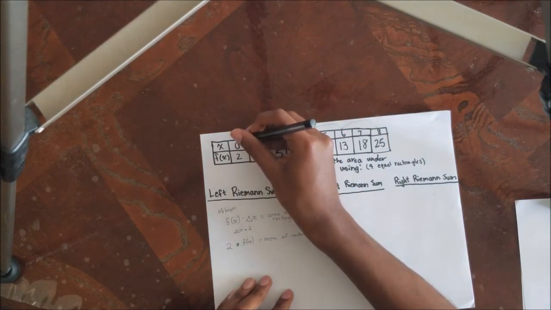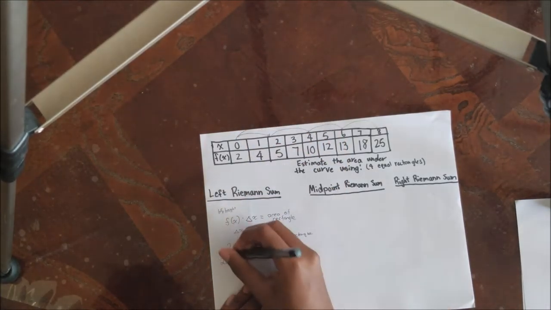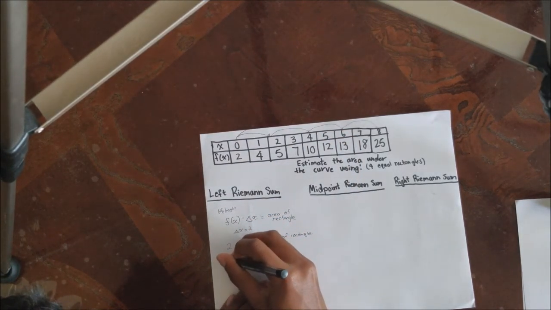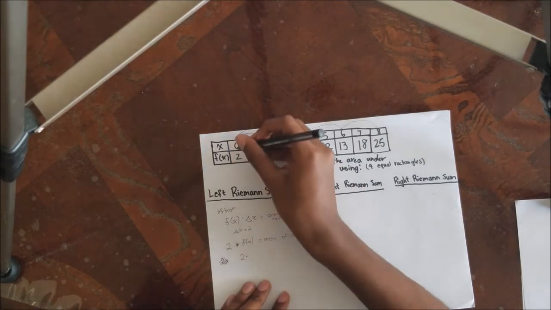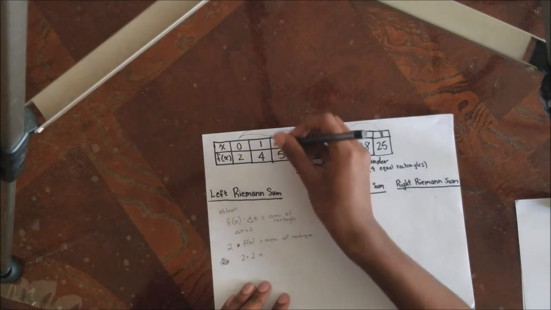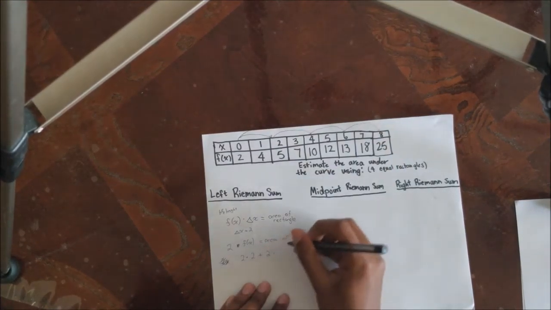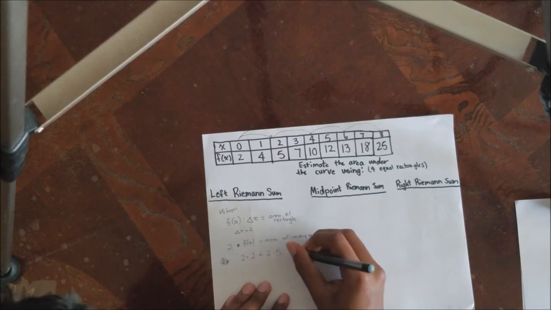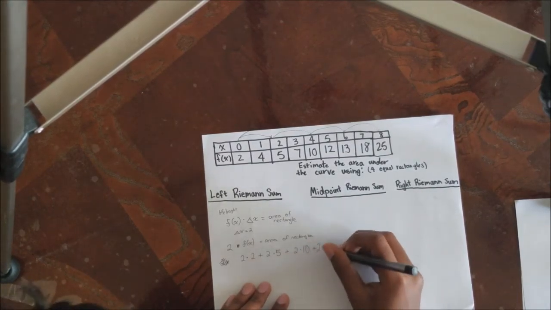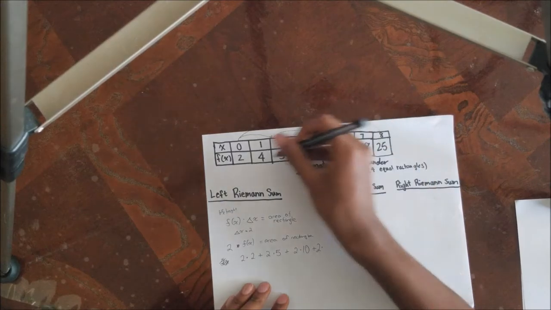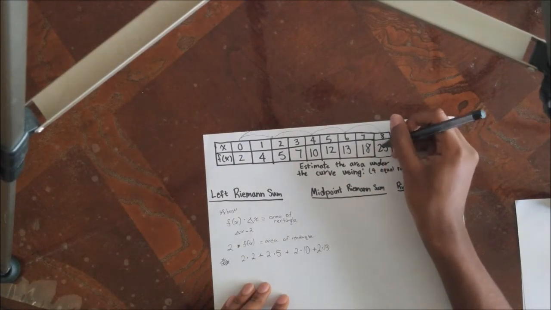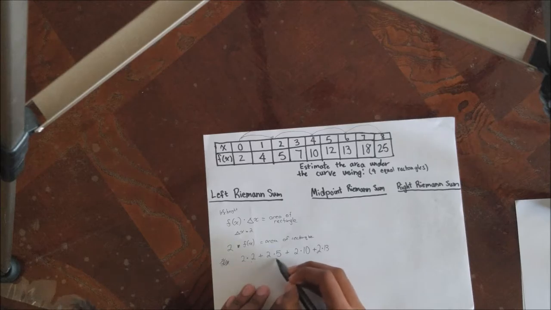So working with left-hand points, we simply write it as 2 times, because our change in x is 2, so the delta x is 2. The left side of our rectangle has a height, or f of x, of 2, plus 2, again the delta x value, times the left side of our next rectangle, 5, plus 2 times 10, plus 2 times f of x, which is 13 in our case. You don't include the last one because that is a right Riemann sum. We have our four equal rectangles, 1, 2, 3, 4.